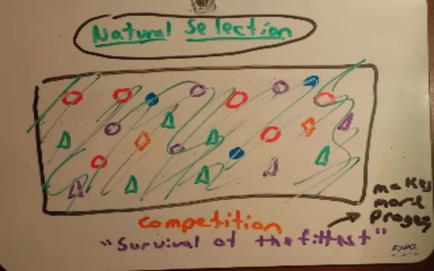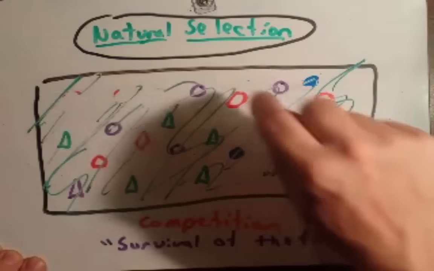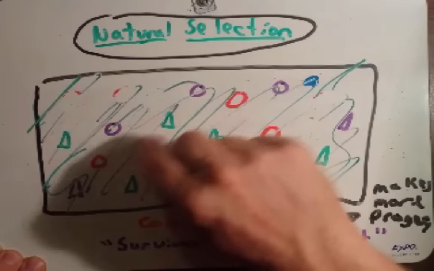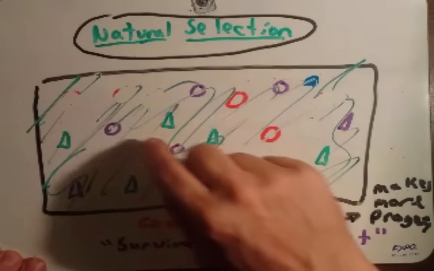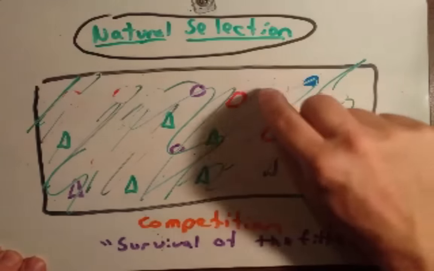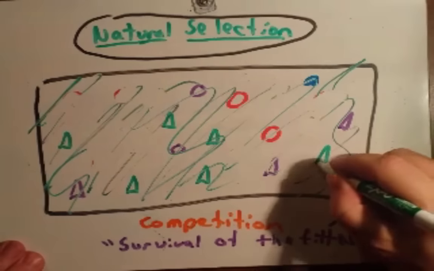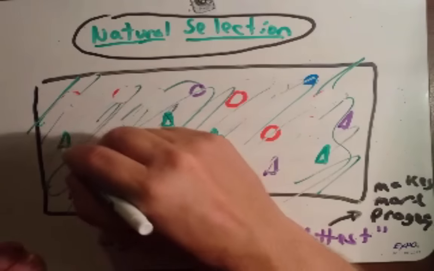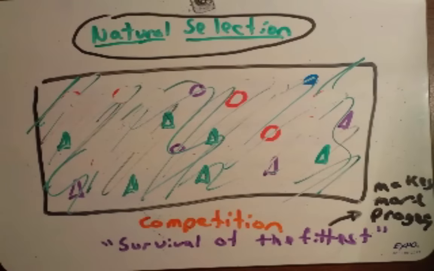And that is because these red, blue, purple, orange progeny are going to be quickly eaten up by predators because they stand out. Now some of them might survive because we're always going to have some diversity within a population. But the majority of the organisms in this population are going to be our green triangles. And again, it's because they are the most fit. Not necessarily the strongest, but because they're not getting eaten by predators in this environment, they survive.